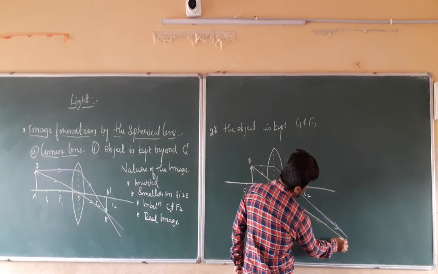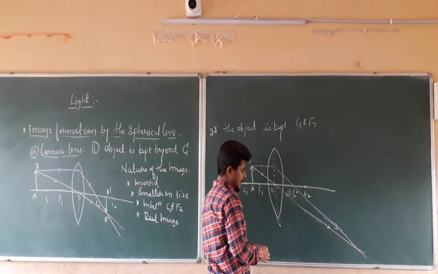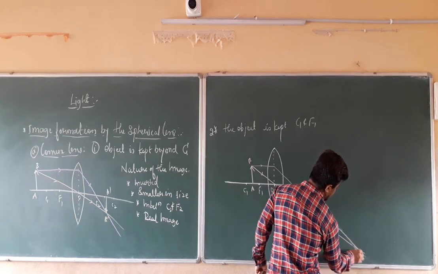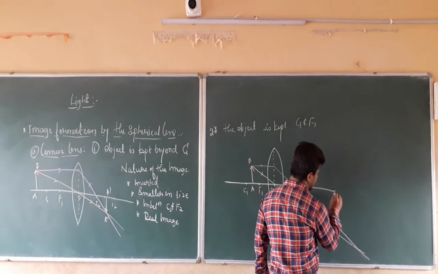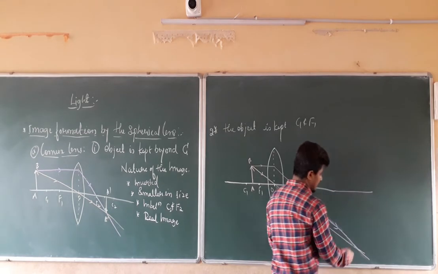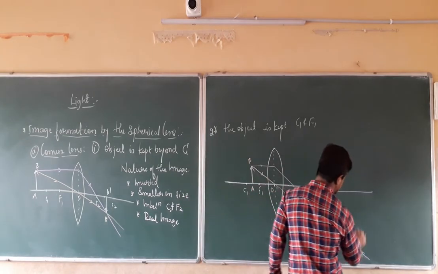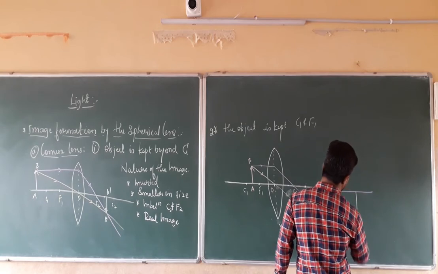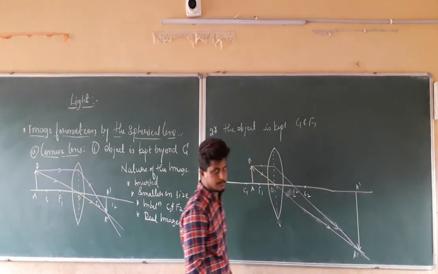You draw it accurately. I am going to extend this line so that both the light rays meet at a point. Now where are they meeting? They are meeting at this point. So the image is going to fall at this point only. So the image will be like this. This will be A dash and this will be B dash.